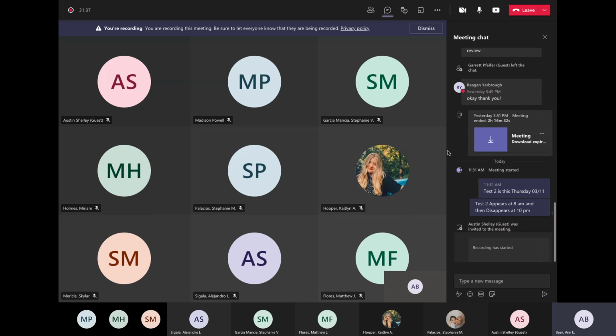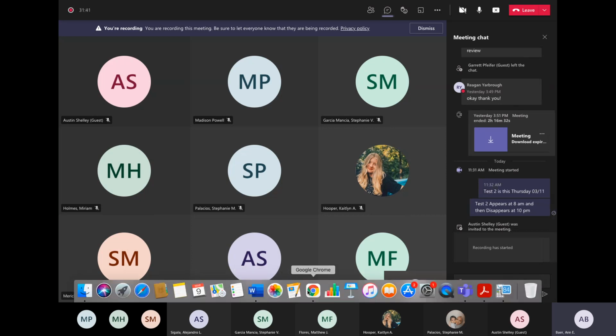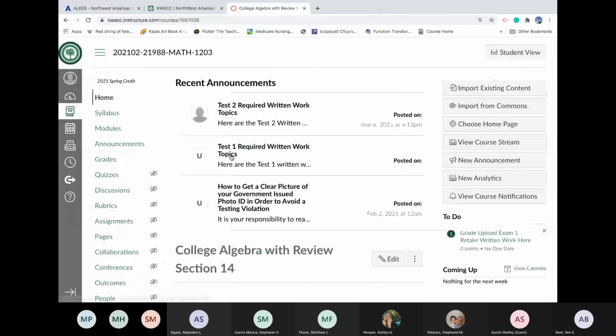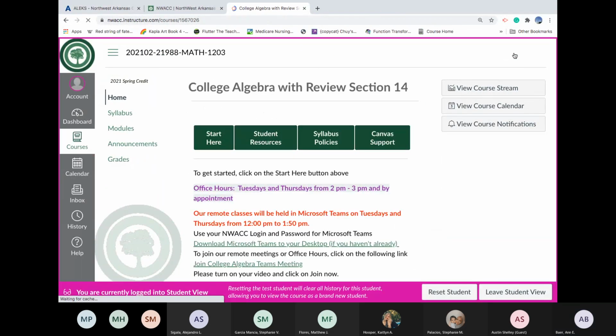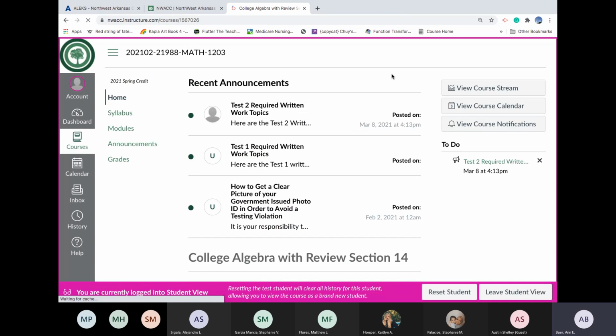First of all, let's go into Canvas. So I'm going to go into Canvas and I'm going to go into the student view. So this view looks like what you see. And I want to take a look at some announcements.